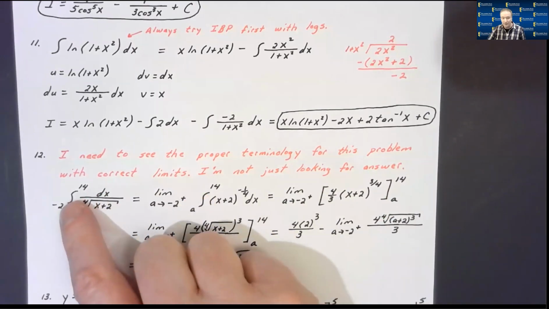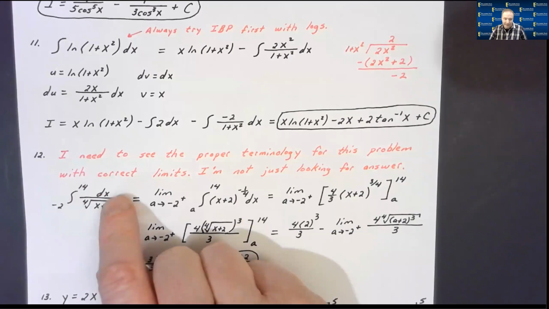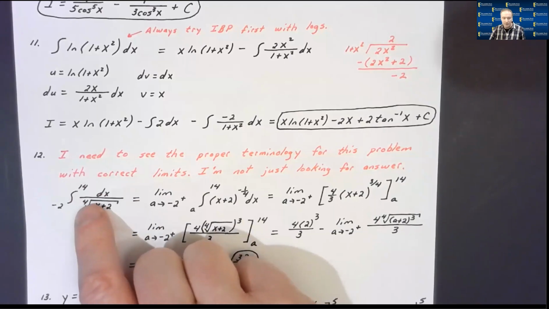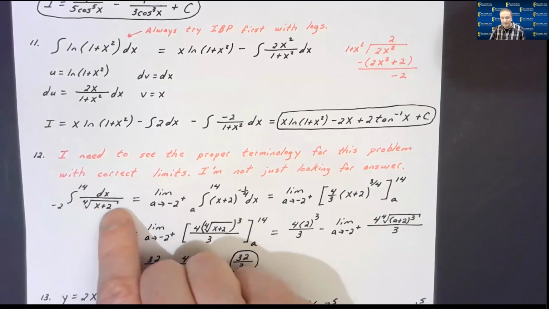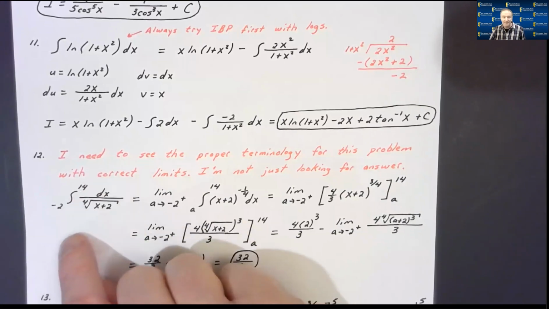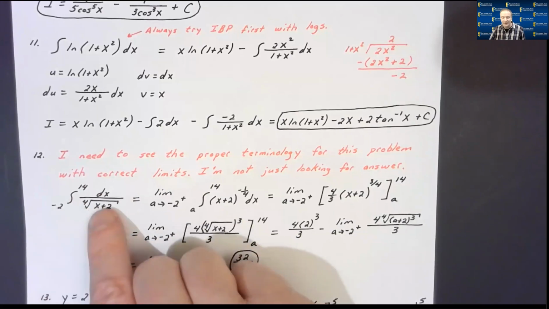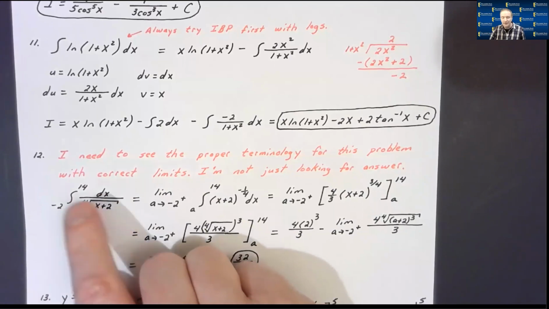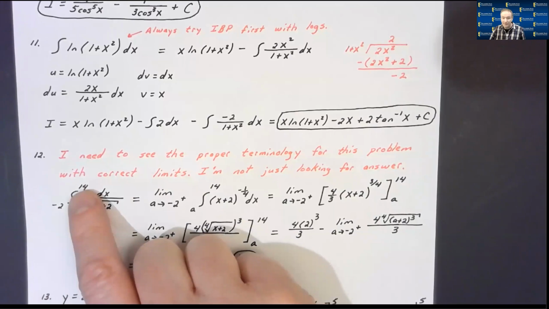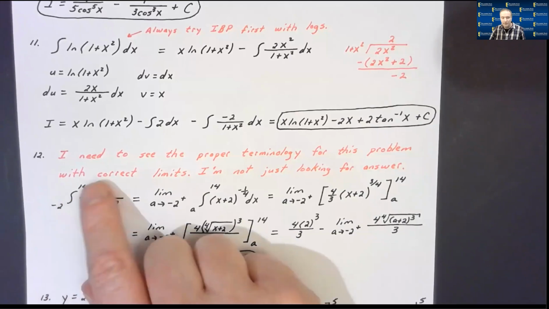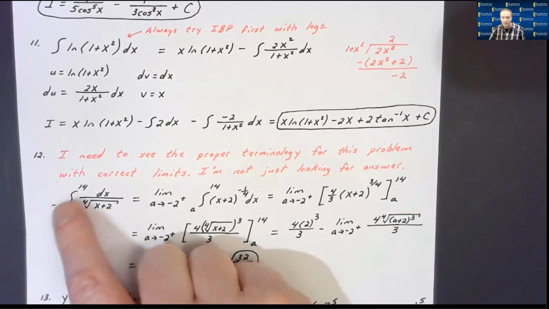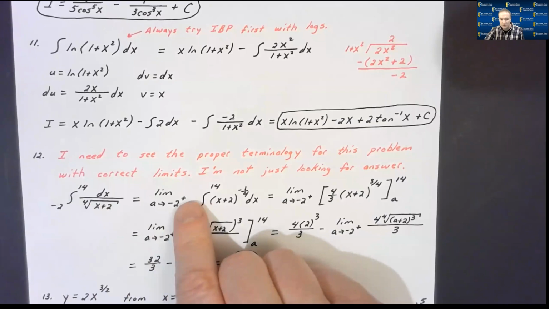If, for example, this had been undefined at 14, and I could have easily done that, it'd just been the fourth root of, let's say, x minus 14 down here, then you'd have said, well, that would have created other problems because you'd have had negatives on the inside too. So you can kind of forget that example. But hypothetically, if it were undefined at 14, you would approach the limit as a approaches 14 from the left. But in this problem, 14 is not an issue. The -2 is. So I had to approach -2 from the right.